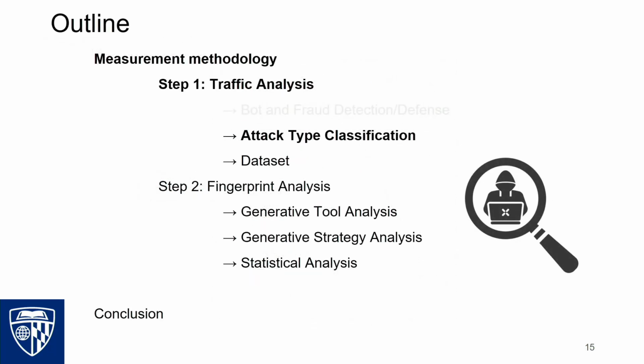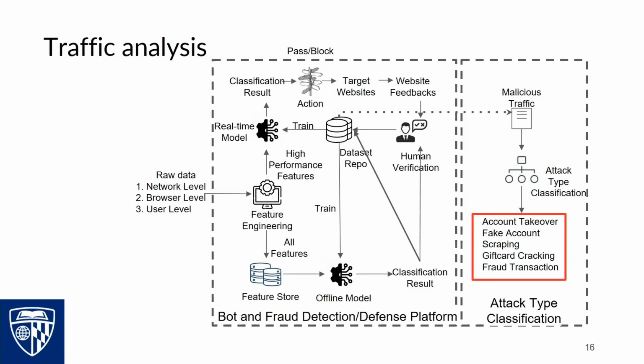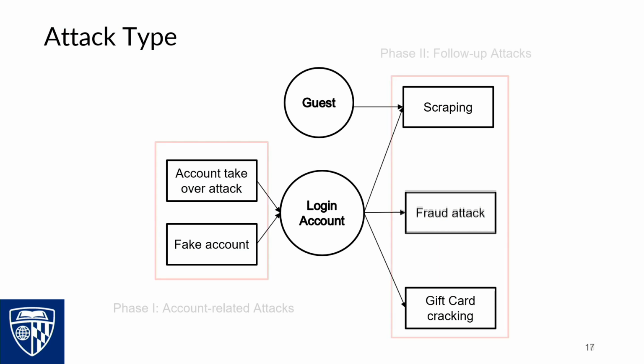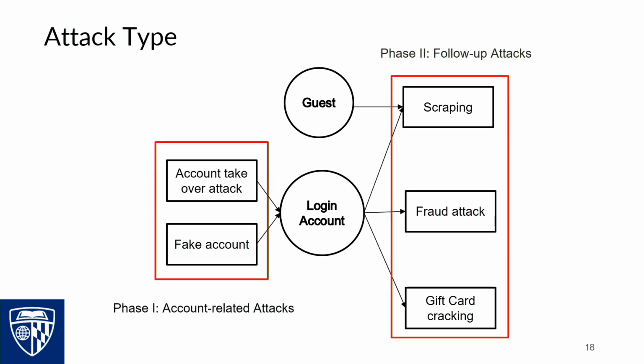After getting the labels, we can come to the next step, the attack type classification. We analyze the malicious traffic to finish the attack type classification. In our research, we summarized five different attacks: account takeover attack, fake account, scraping, fraud attack, and gift card cracking. We summarized them into two phases according to the left circle about the bot and fraud attack. Let's start with the first part.